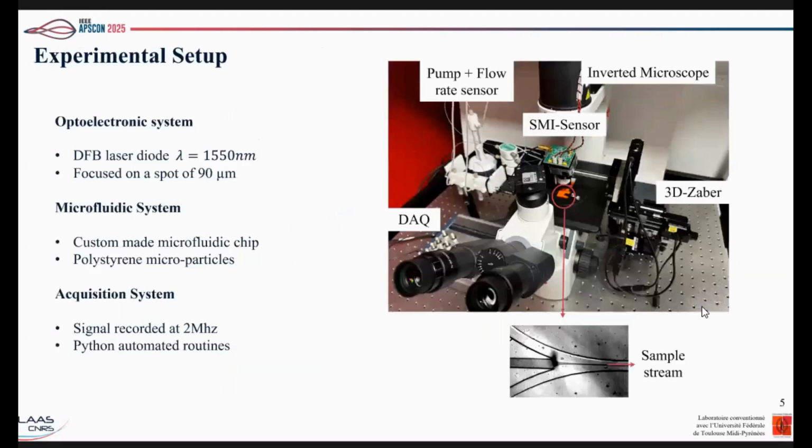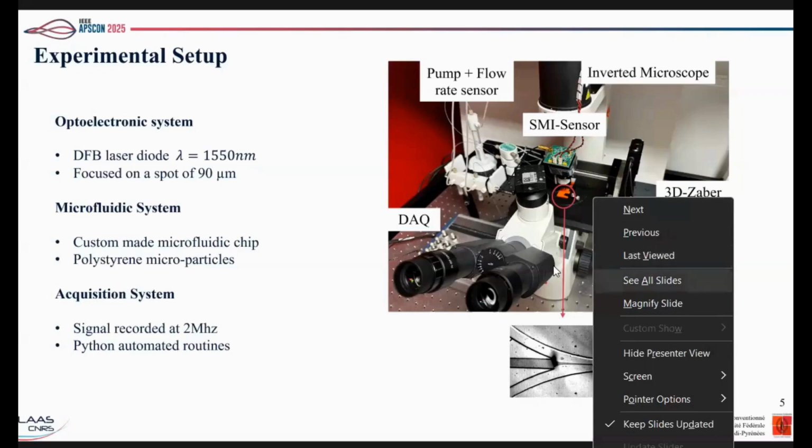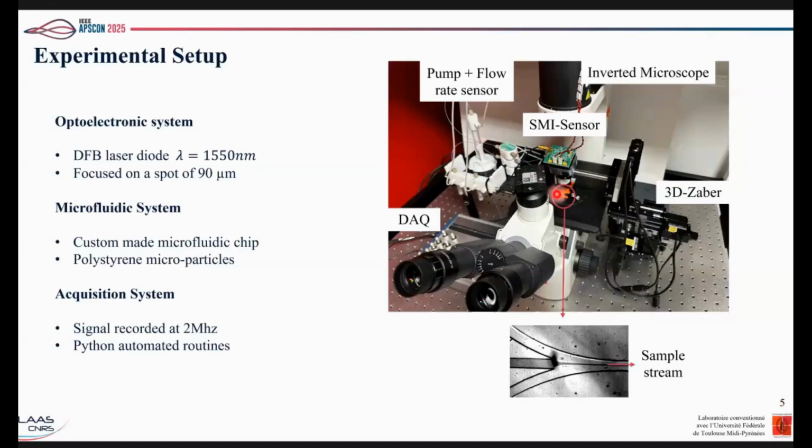So here you can see the experimental setup that we assembled to perform these experiments. Basically, it comprises three different systems. The first system is an optoelectronic system. Here, for example, you can see our sensor and how compact it is. The optoelectronic system comprises the sensor and all the lenses in order to focalize the laser beam, in order to enhance the signal that we receive when one particle passes.